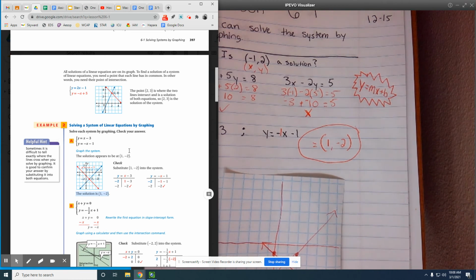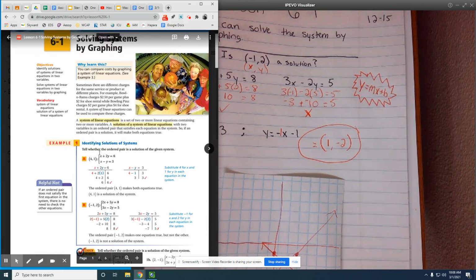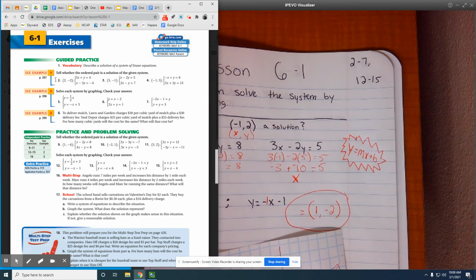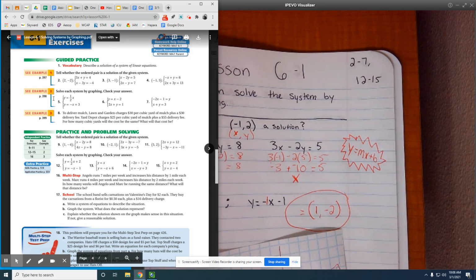I encourage you, if you're ever struggling, to scroll on up and look at these examples. Again, you're going to be doing problems 2 through 7, 12 through 15. So 2 through 4 are all from example 1, 5 through 7 all from example 2. So you can scroll up and use those.